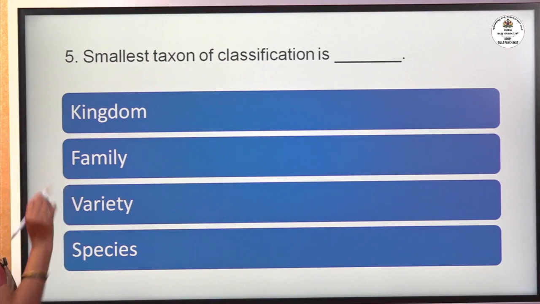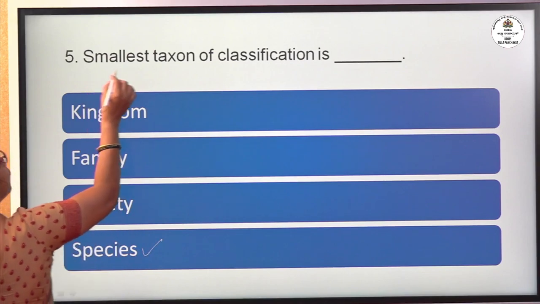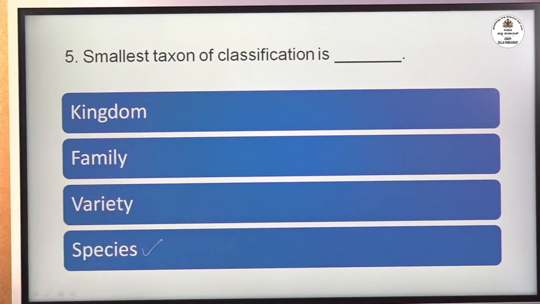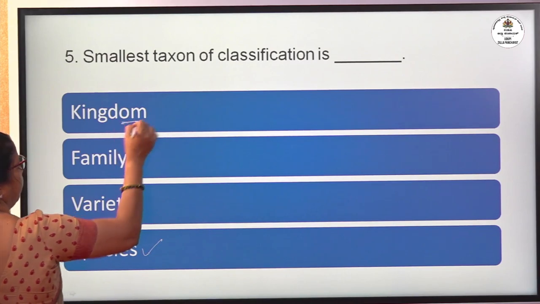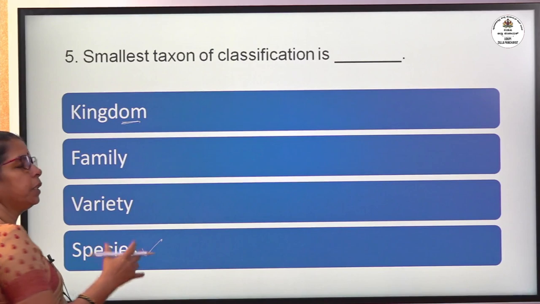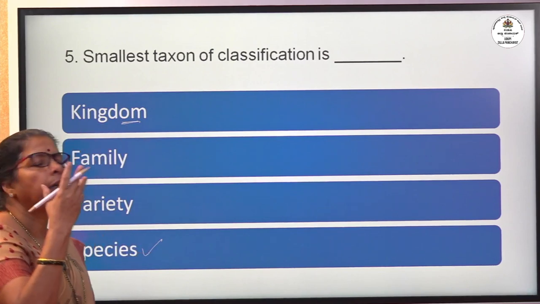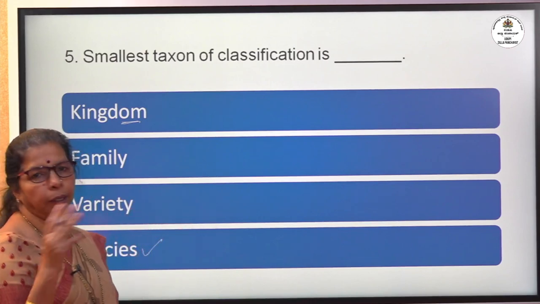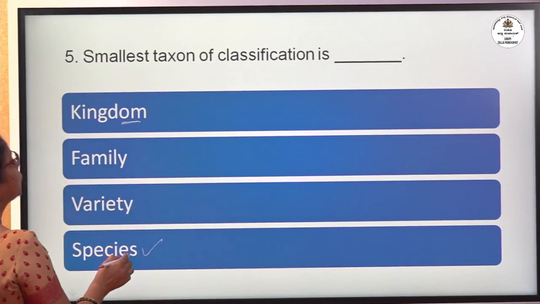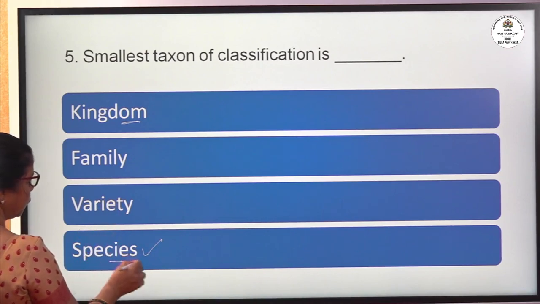The smallest taxon of classification, or the living component of the classificatory system, that is the species. Okay, so species is the smallest taxon. The highest taxon is kingdom. And family will come in between, because it goes species, genus, family, order, then class, phylum, kingdom. So the smallest taxon or category of classification is species.